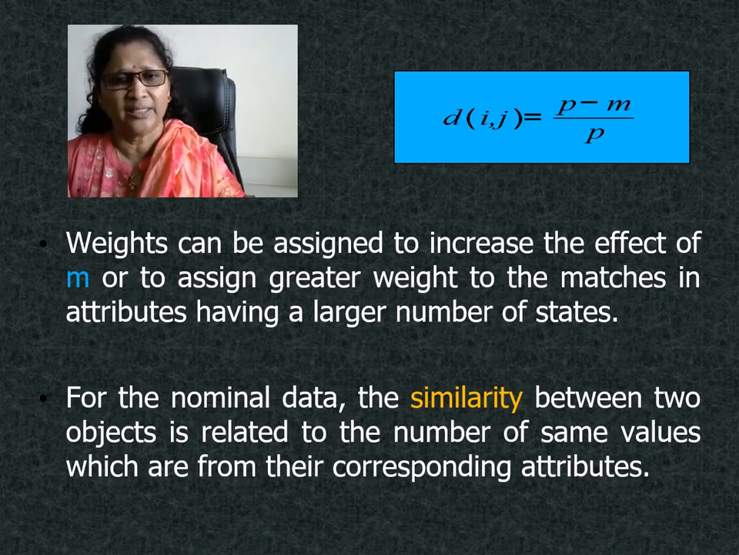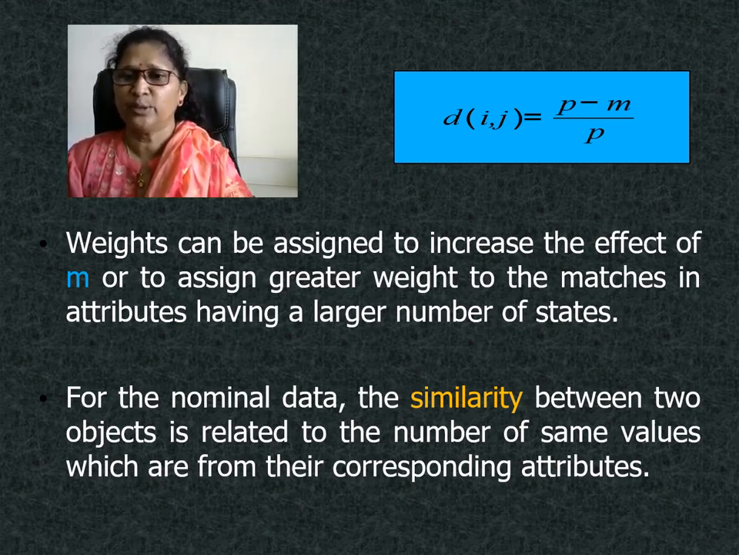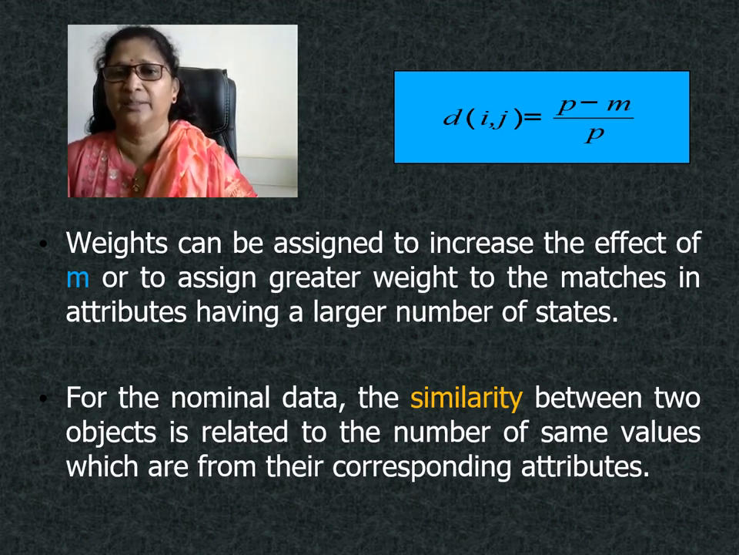While using this formula in reality, weights can be assigned to increase the effect of m, or to assign greater weights to the matches in attributes having a large number of states. We will see this with some examples. For nominal data, the similarity between two objects is related to the number of same values from their corresponding nominal attributes.